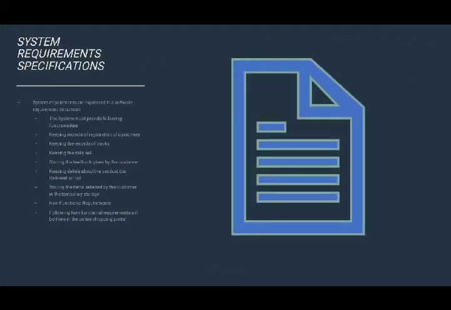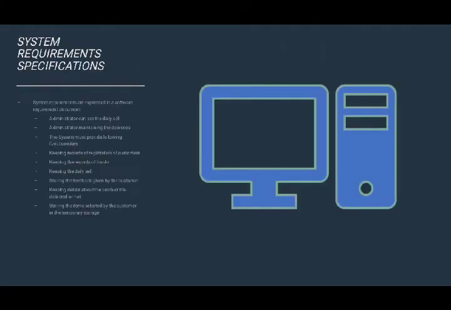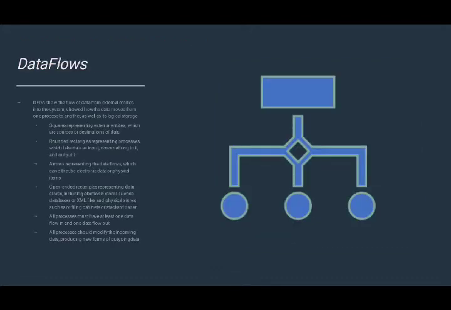These are some system requirements and specifications. System requirements are expressed in a software requirement document. Users of the system will be provided with a graphical user interface. There is no command line interface for any functions of the product. The data flow diagram shows the flow of the data or information. Data flow shows the flow of the data from the external entities into the system, showing how the data moves from one process to another as well as its logical storage.